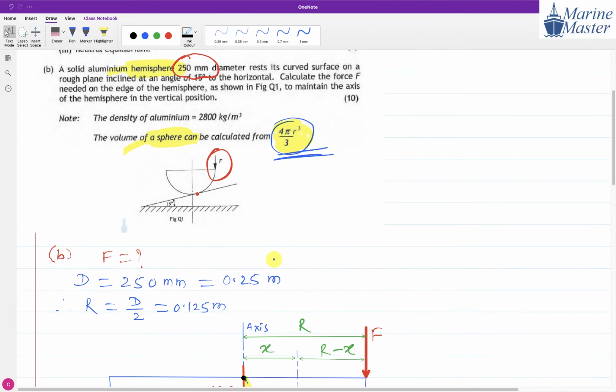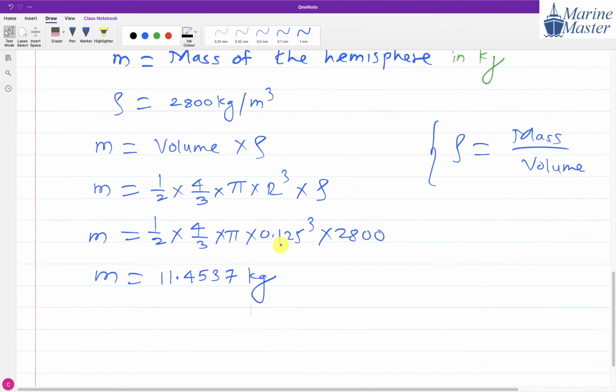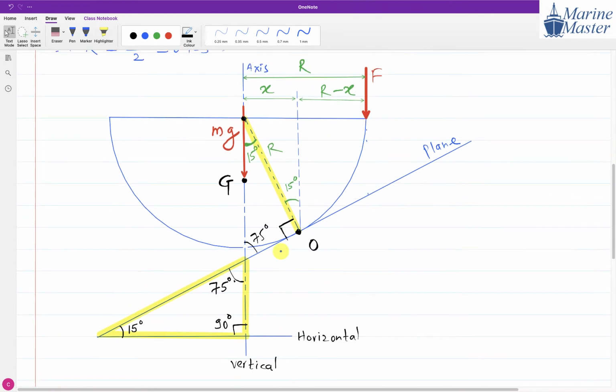Now the next thing will be what? Observe the next thing. How to get this x? So for that, observe this triangle. With respect to this 15 degree, x will be opposite. For this triangle, what is r? This r is adjacent.